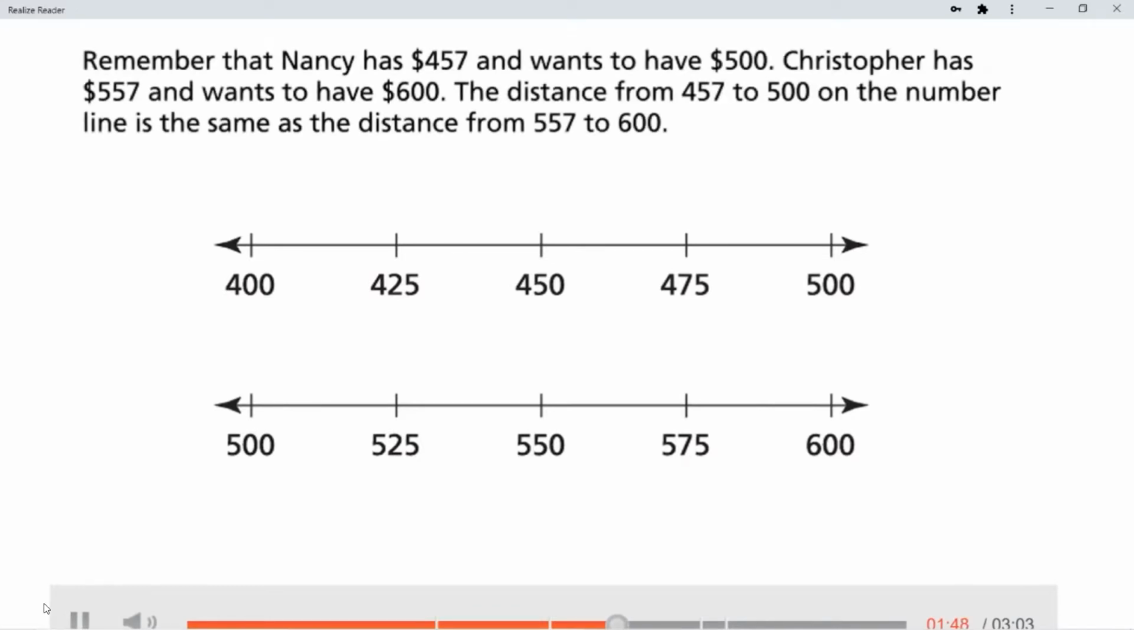Remember that Nancy has $457 and wants to have $500. Christopher has $557 and wants to have $600. The distance from 457 to 500 on the number line is the same as the distance from 557 to 600.